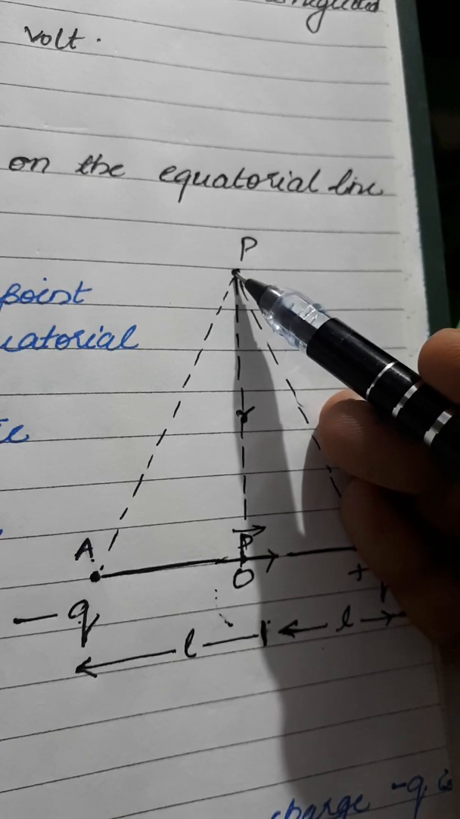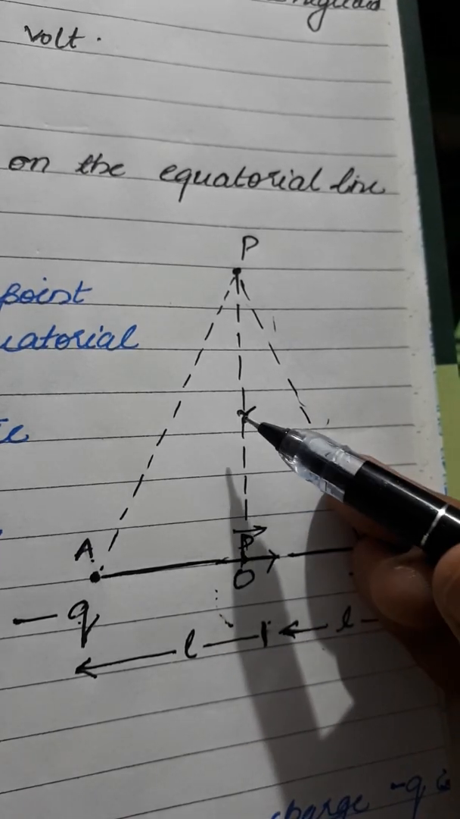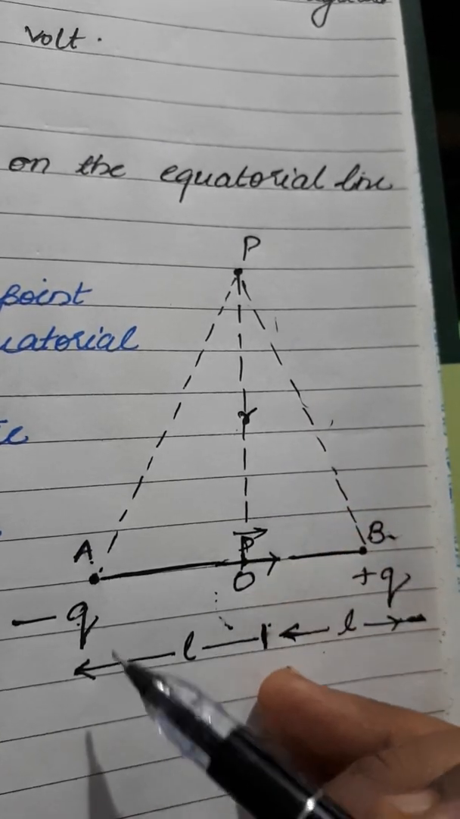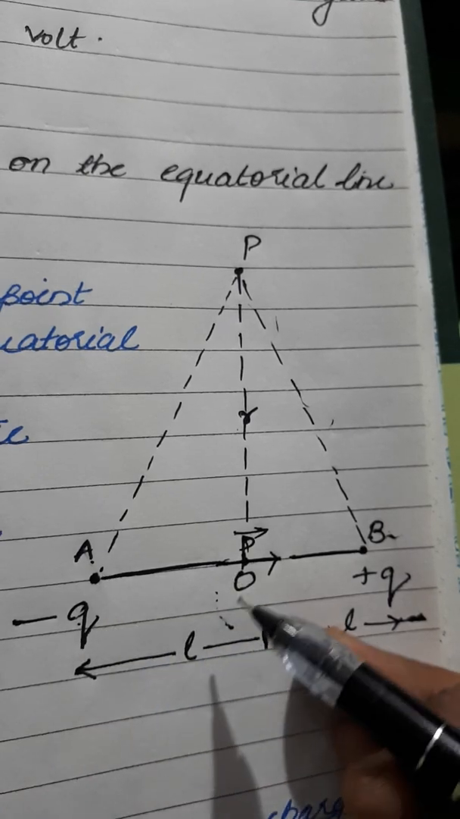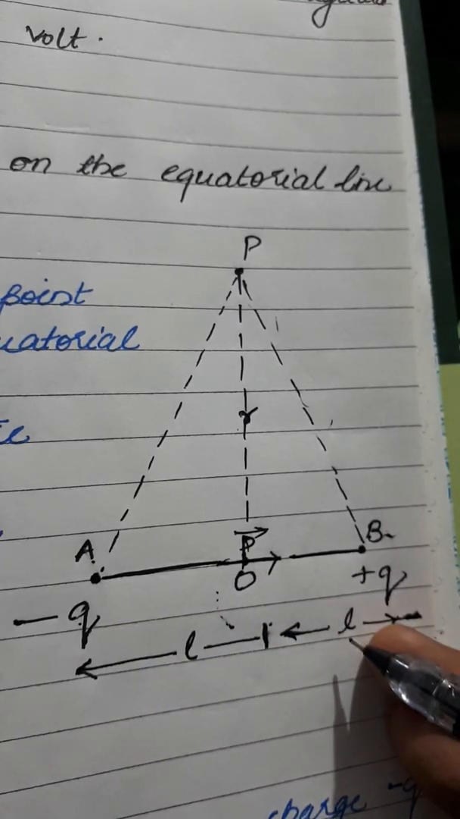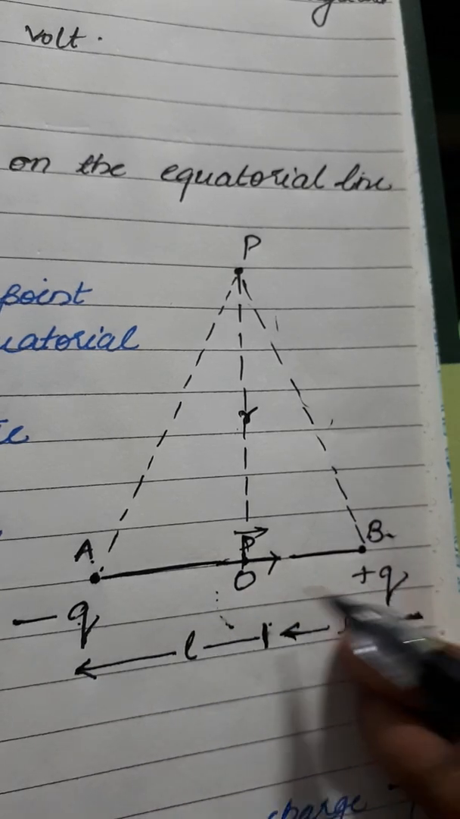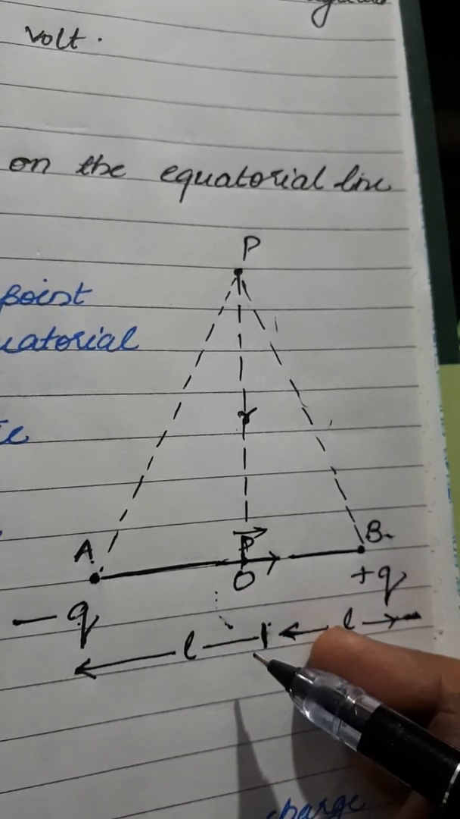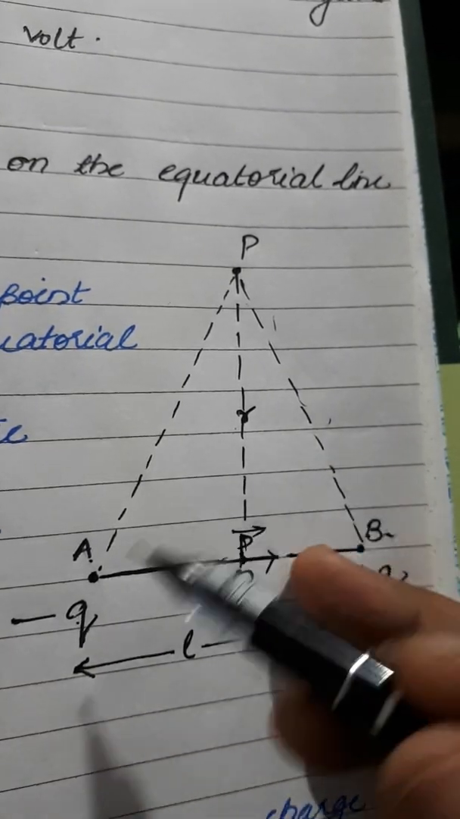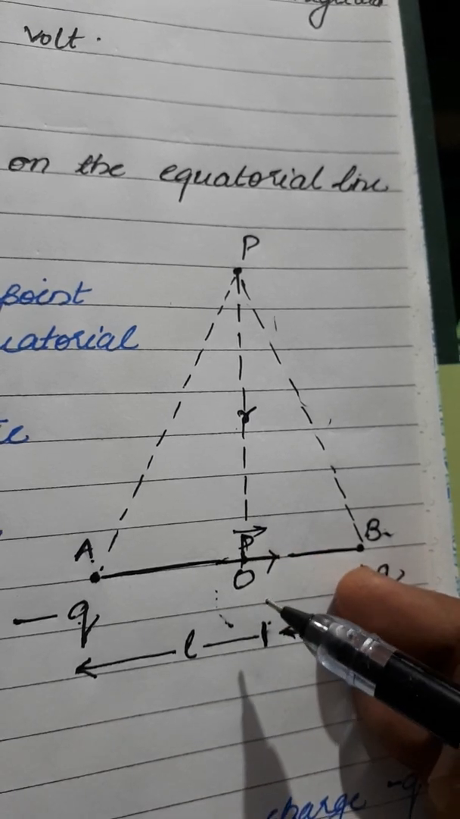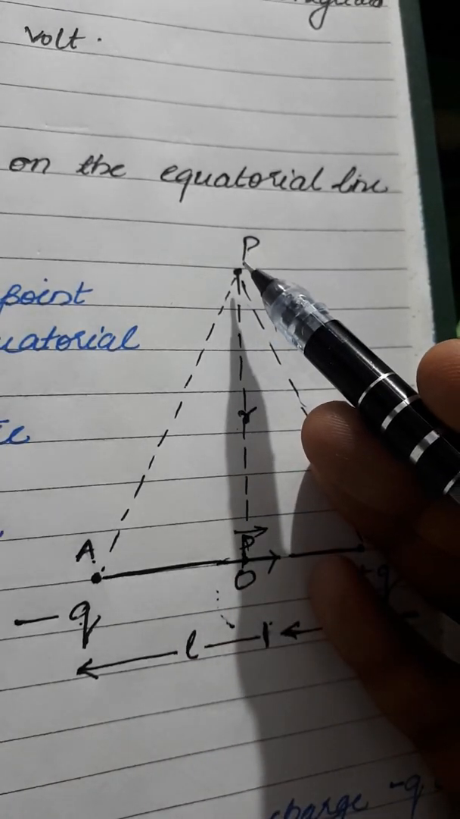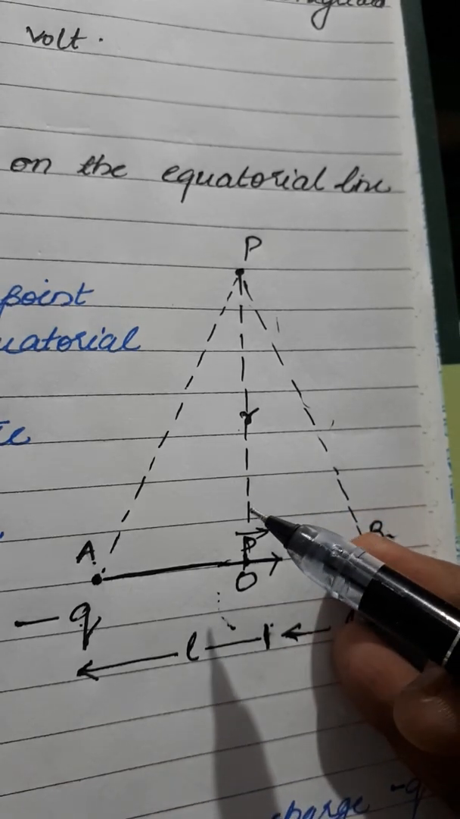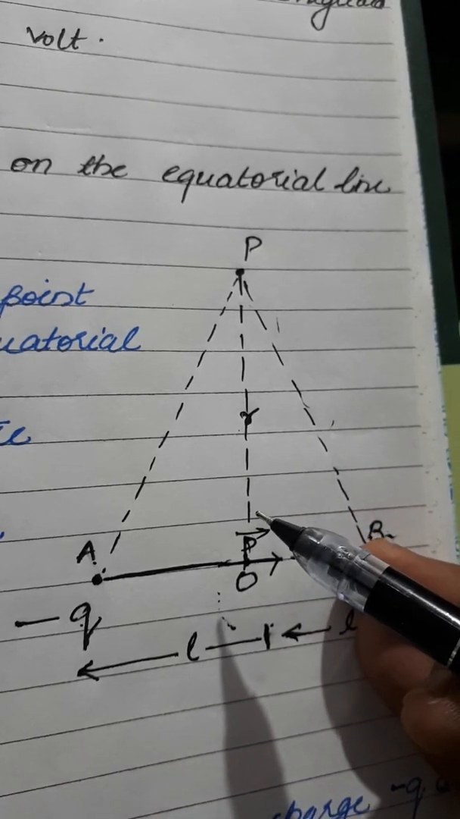The distance from P to O is R. The distance from A to O is L. From O to B is L. Therefore, the total distance between the two charges is 2L. This is a setup, this is a dipole such that a point P is lying on the equatorial line. So this is our second case. We consider a point P on the equatorial line.